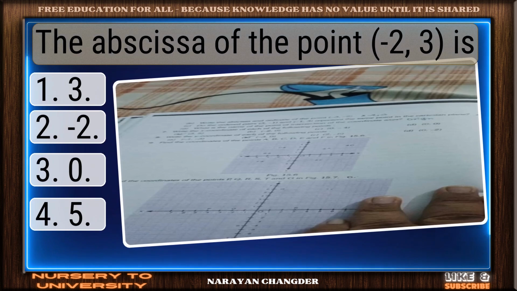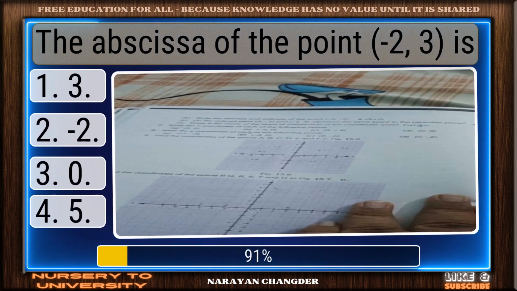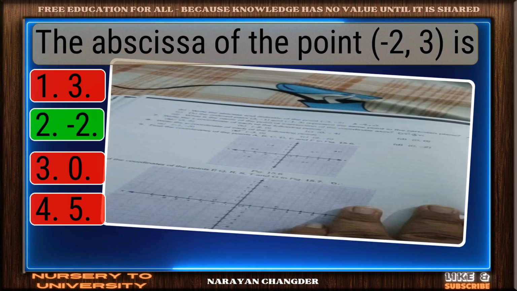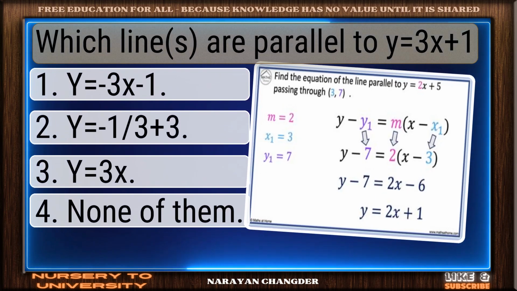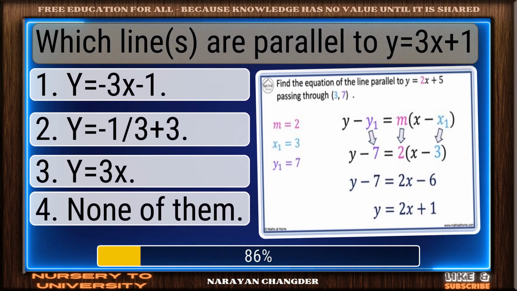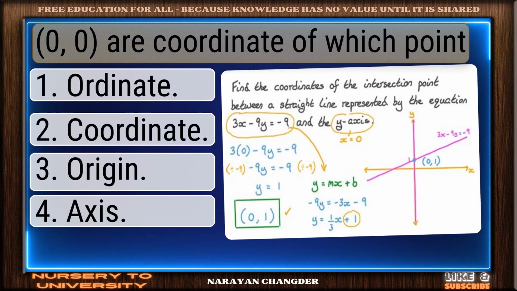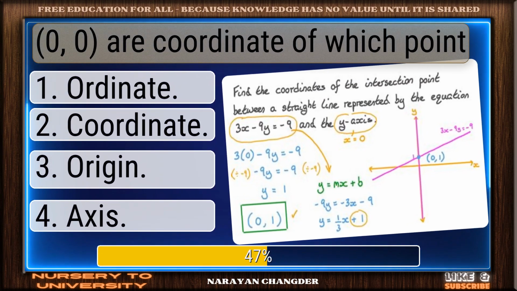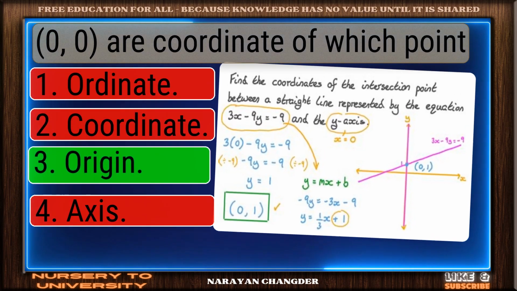Question number 169. The abscissa of the point is. Well picked. 2 is the correct answer. Question number 170. Which line is parallel to y equal to 3x plus 1? You chose y equal to 3x, and it is correct. Question number 171. Coordinate of which point? Correct. Origin is the right answer.